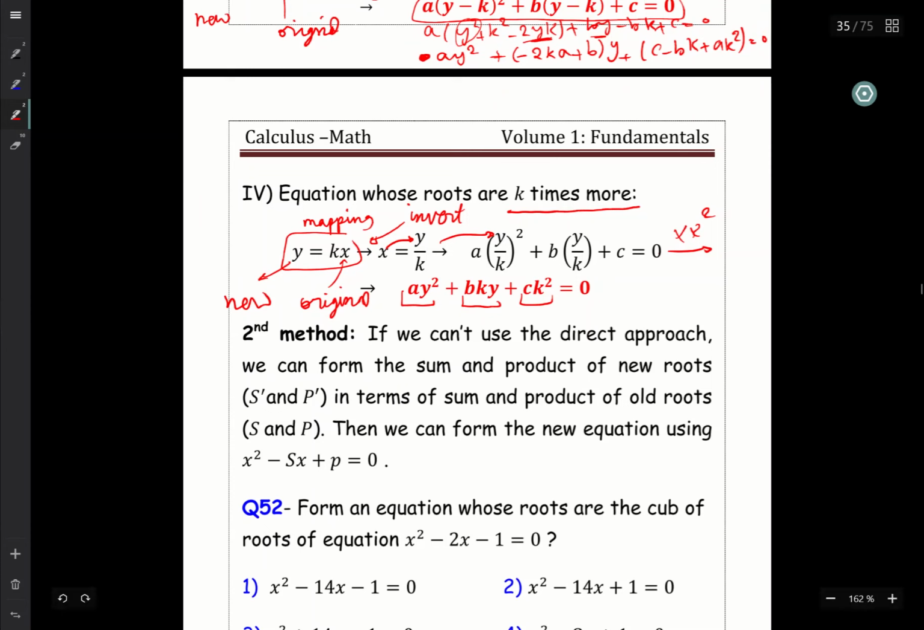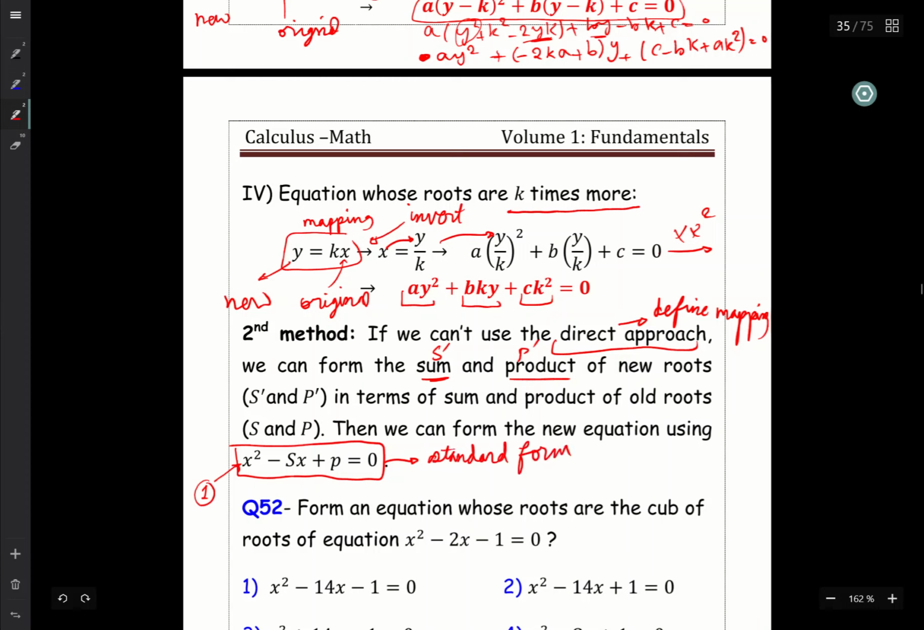Now the second method, I already discussed that, but it's easy to see that if we can't use the direct approach, which means explicitly defining the mapping, we can form the sum and product for the new roots, s prime and p prime, in terms of the sum and product of the old roots, s and p, right? Then we can write down the standard form of a quadratic equation, x squared minus s x plus p equals 0. When the coefficient of x squared is 1, this form is called the standard form.